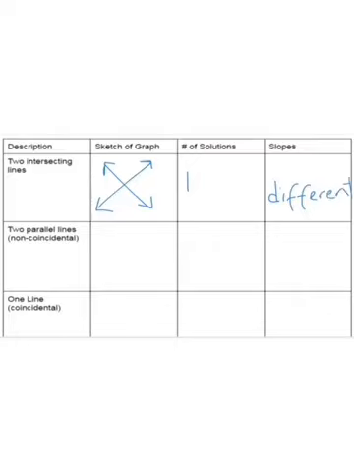Then next we have parallel lines. A sketch of two parallel lines is going to be two lines that are parallel to each other. And those two lines will have zero solutions since they're never going to cross, and their slopes would be equal in order for them to be parallel.